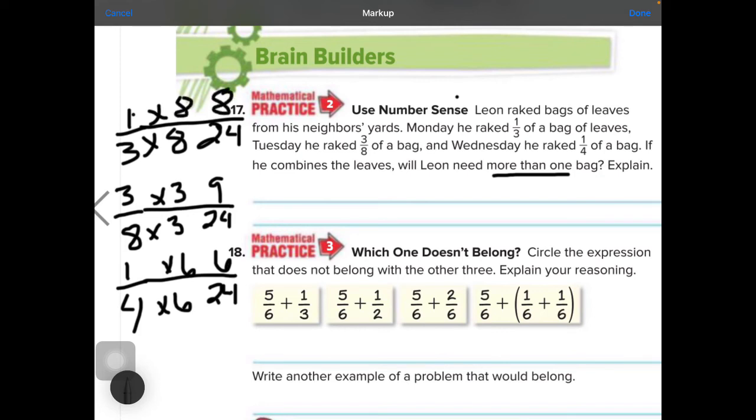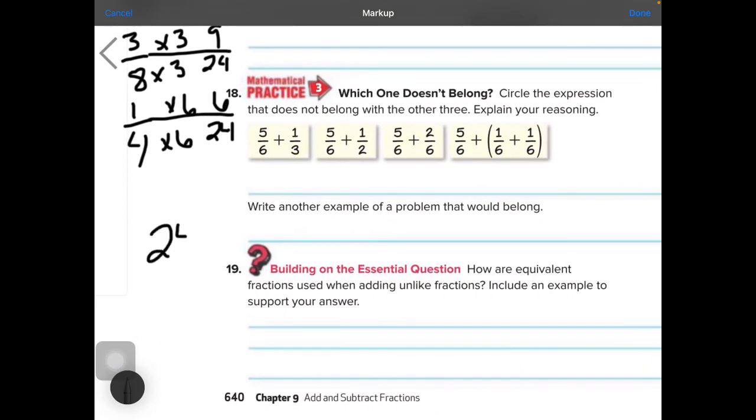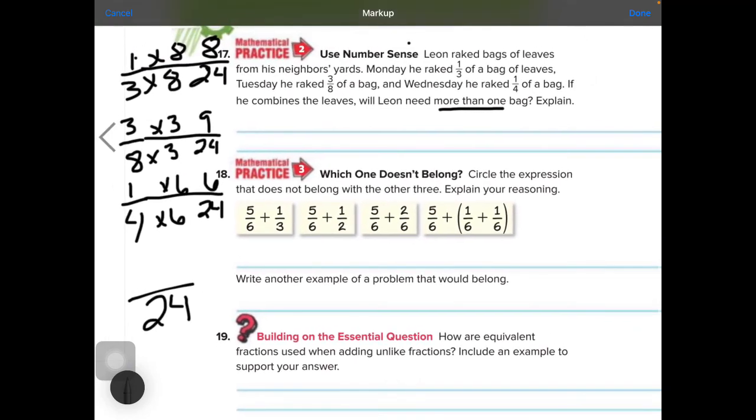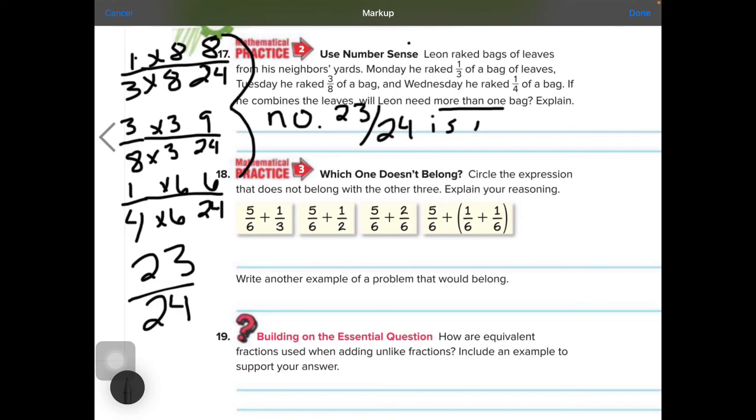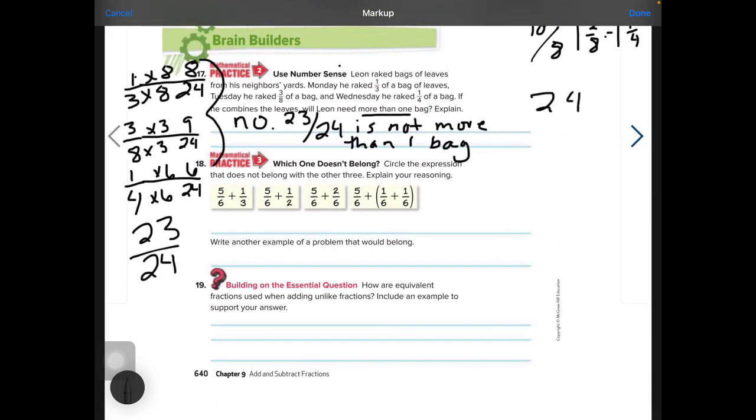So now we can add 8, 16, and 9. So here's our final denominator. And 8 and 9 make 17 plus 6, 17, 18, 19, 20, 21, 22, 23. Ooh, that is not quite one bag, is it? So my answer is going to be no. 23/24 is not more than one bag. If it said 24/24, that would equal one bag, but it doesn't say that.